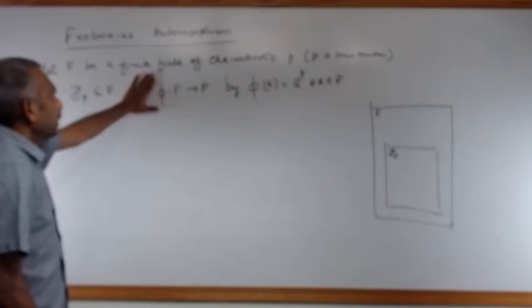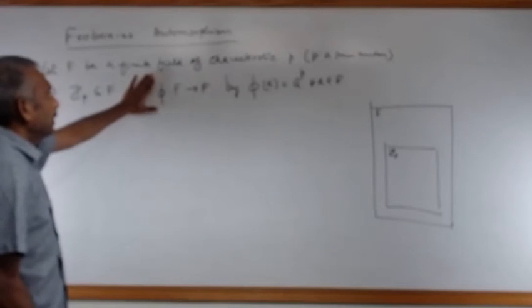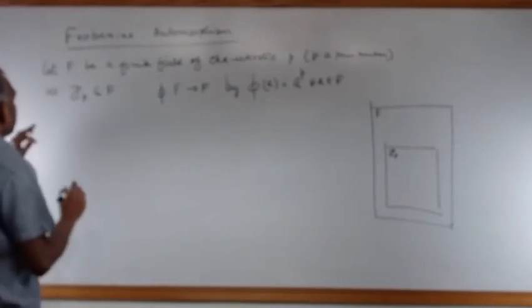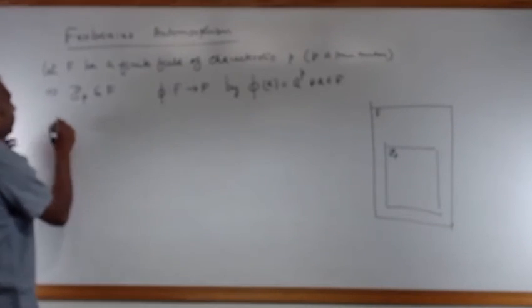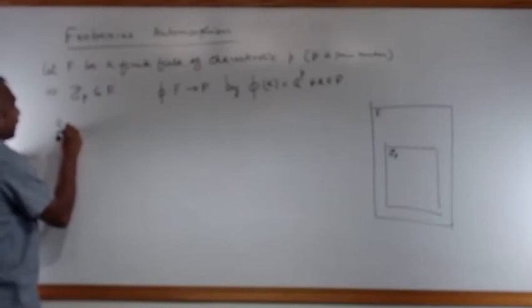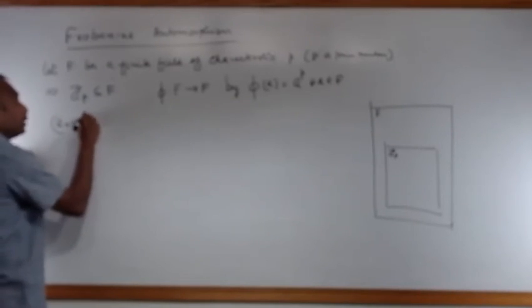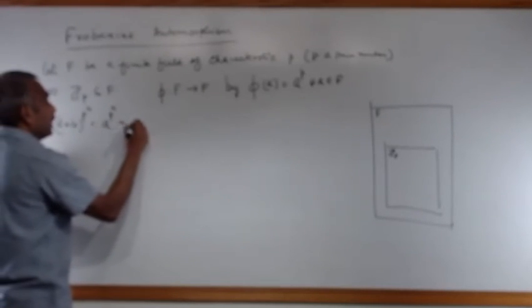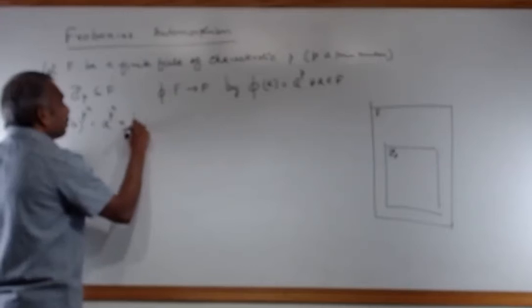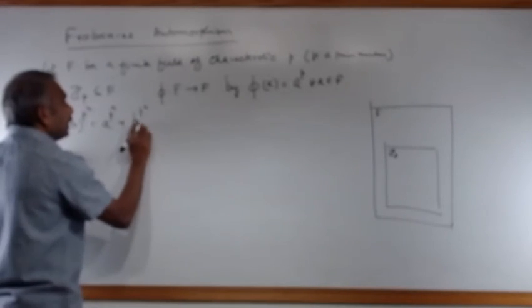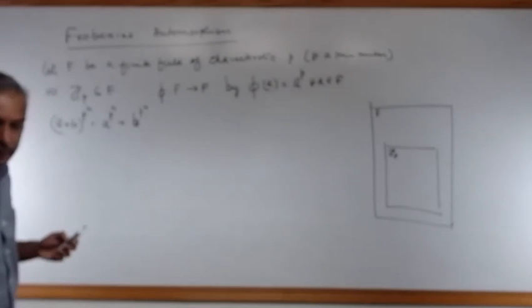If we want to prove that this is an automorphism, first we need to prove that this is a homomorphism. But one result we are going to borrow from the previous theorems is that (A plus B) to the power of P to the power of n is equal to A to the power of P to the power of n plus B to the power of P to the power of n. I'm not going to prove this here, we already established this earlier.